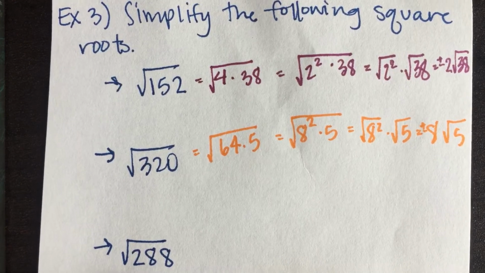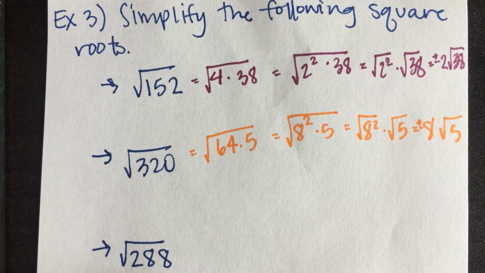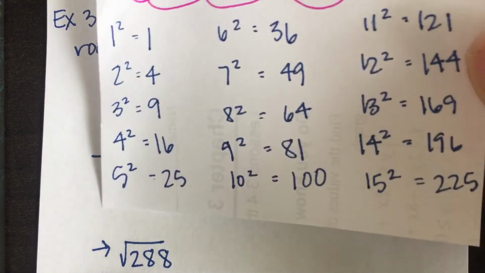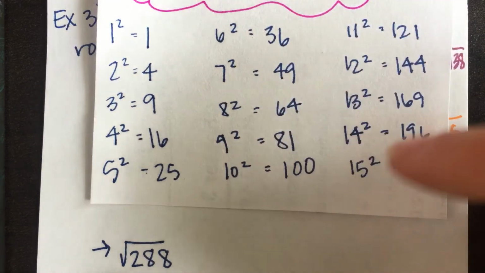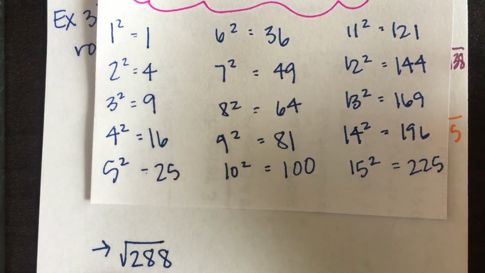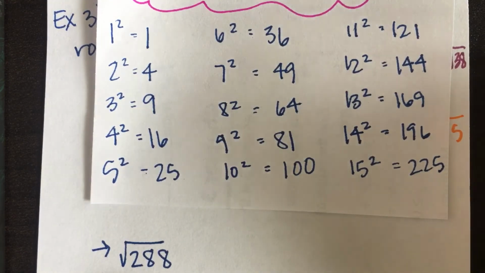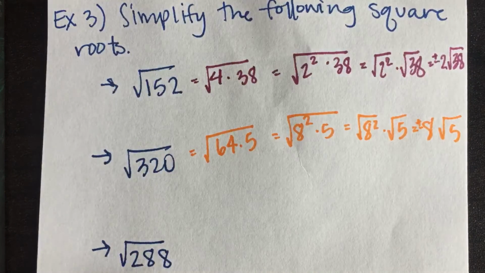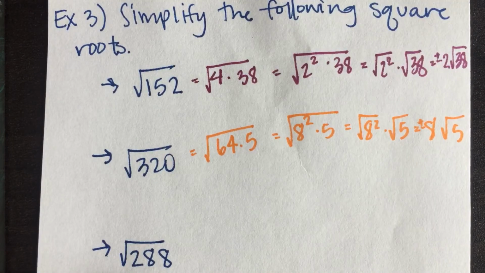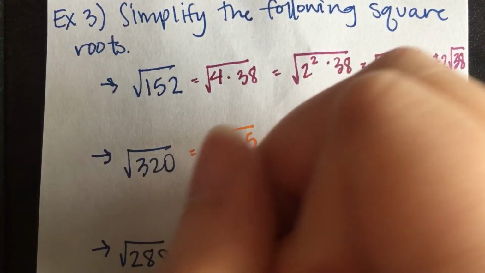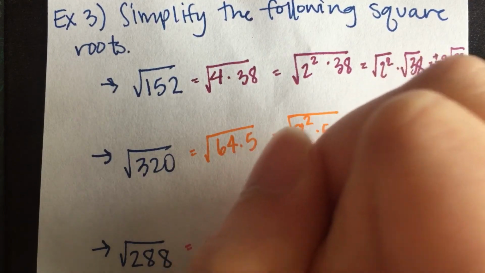And then when we look at 288, which is also a very large number, we need to check out this middle column and maybe even over into the 11s and 12s. And so whenever I tested these numbers, I found that 288 divided by 144 gave me 2, which is a perfect division. So I can rewrite 288 as 144 times 2.